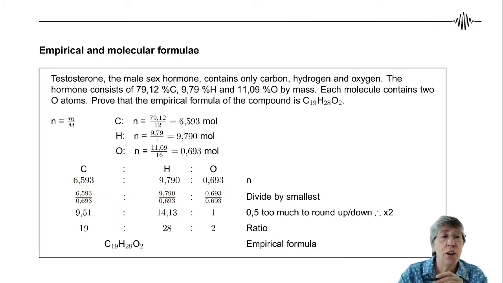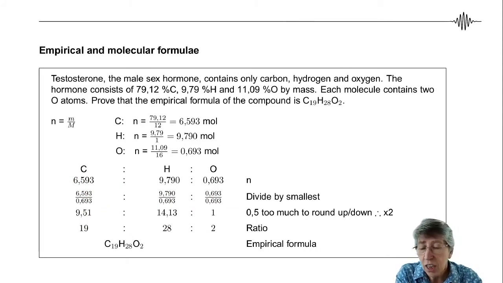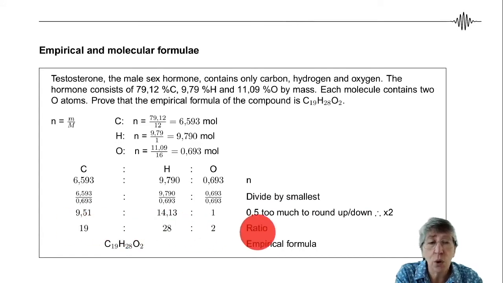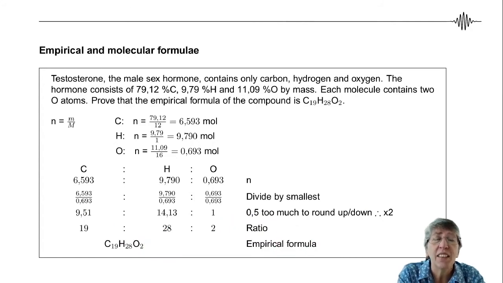Now just be very careful. You can't throw too much away or add too much. You can't round 9.51 to 9, or you can't round that to 10. That's adding too much, right? So if you end with a .5, then we're going to multiply by 2 because it's too much to round up or down. So now multiplying by 2 is going to give you that whole, and that is the ratio, and that is my empirical formula. That is the smallest ratio. Now remember, this is always just going to give you the empirical formula.